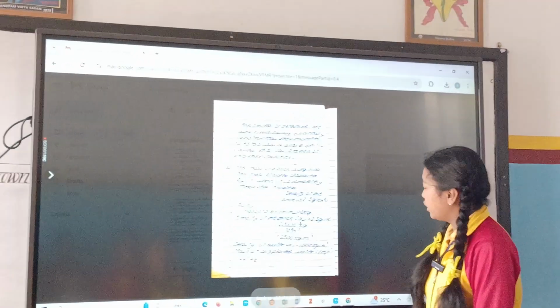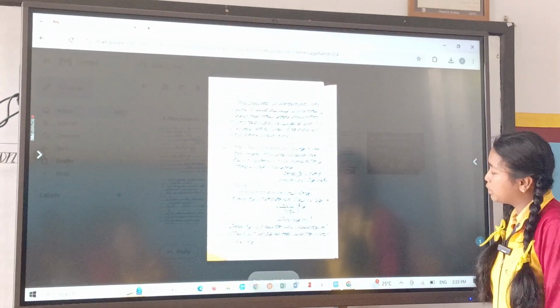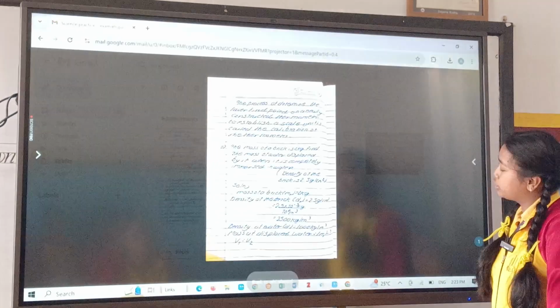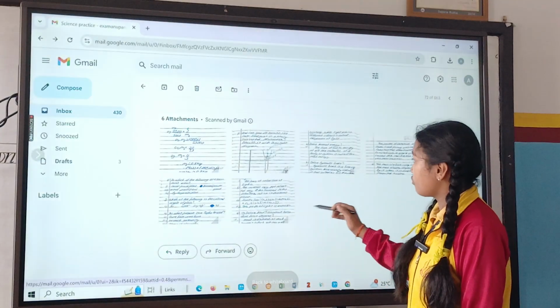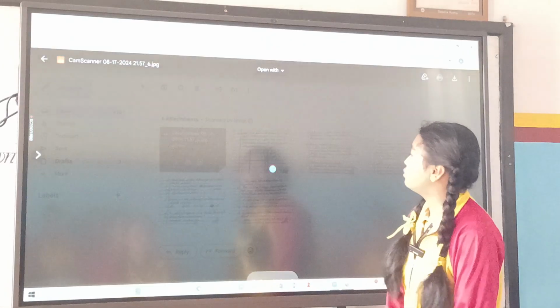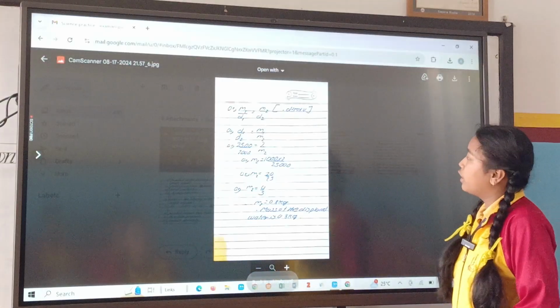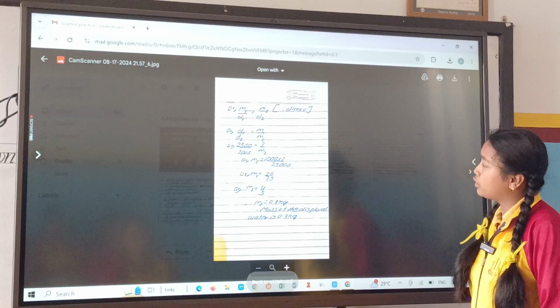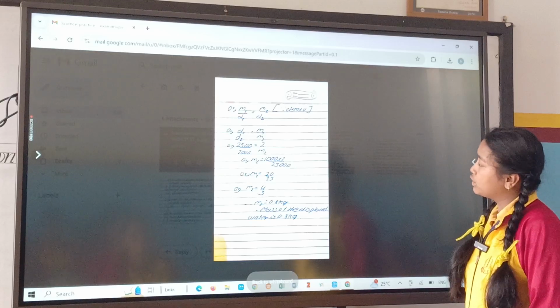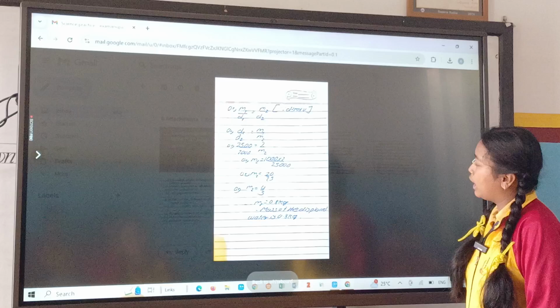Density of water equals 1000 kg per meter cube. Mass of displaced water, v1 equals v2. M1 by D1 equals M2 by D2. M1 D2 by D1 equals M2. 25,000 by 1000 equals 2 by M2.